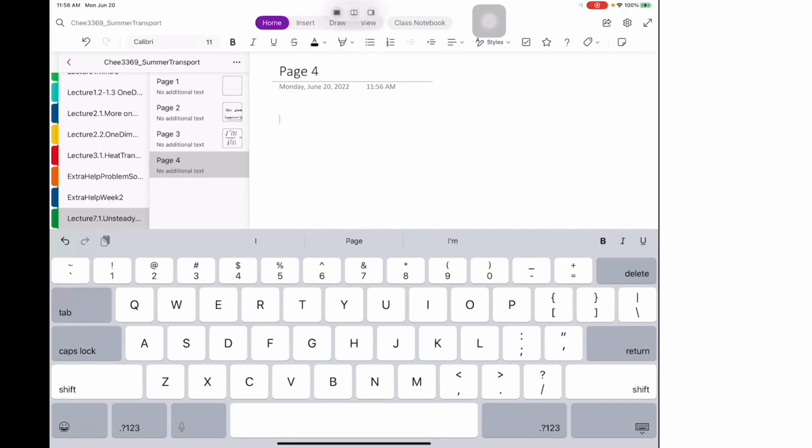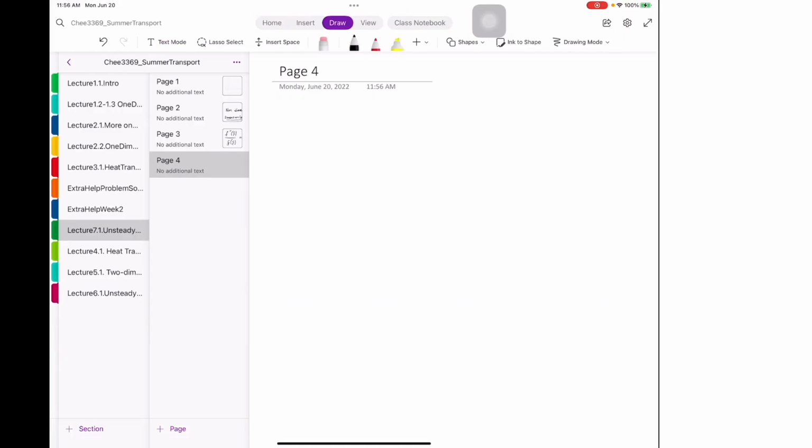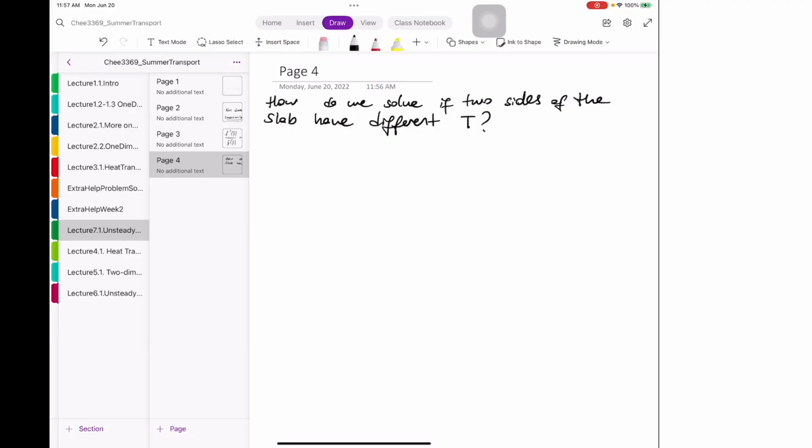Okay. One question we can ask is, how do we solve this problem if two sides of the slab have different temperatures? So we're going to use what we learned so far, and we're not going to reinvent the wheel. We're going to use superposition.